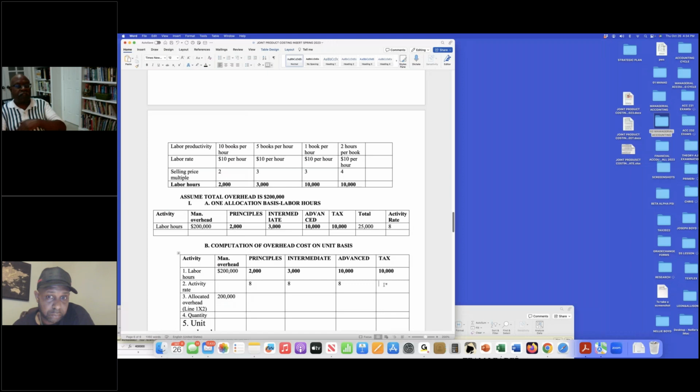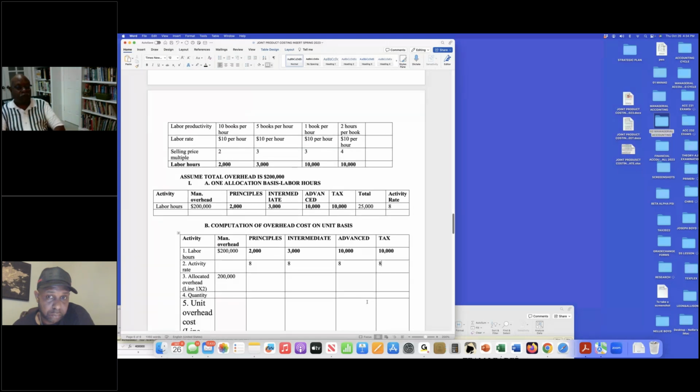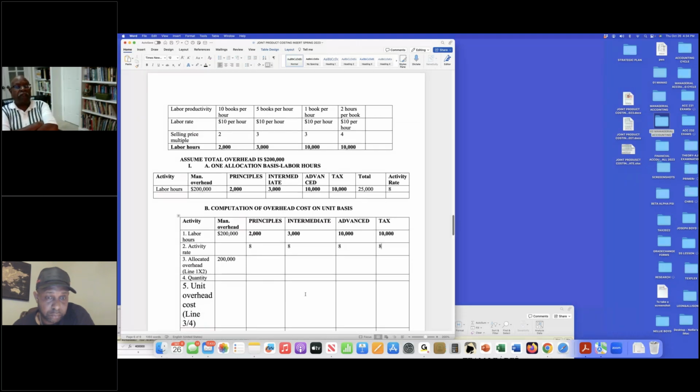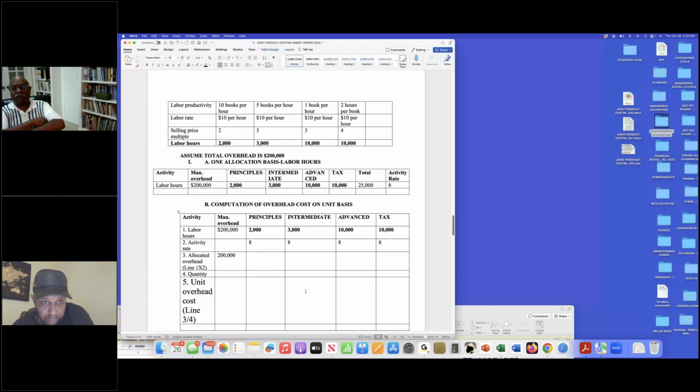So I want you all to see if you can allocate the overhead to each one, divide by your quantity to get the unit overhead cost. So take 5 minutes, see if you can calculate the unit overhead cost. So this one is 200. 8. This is 24.